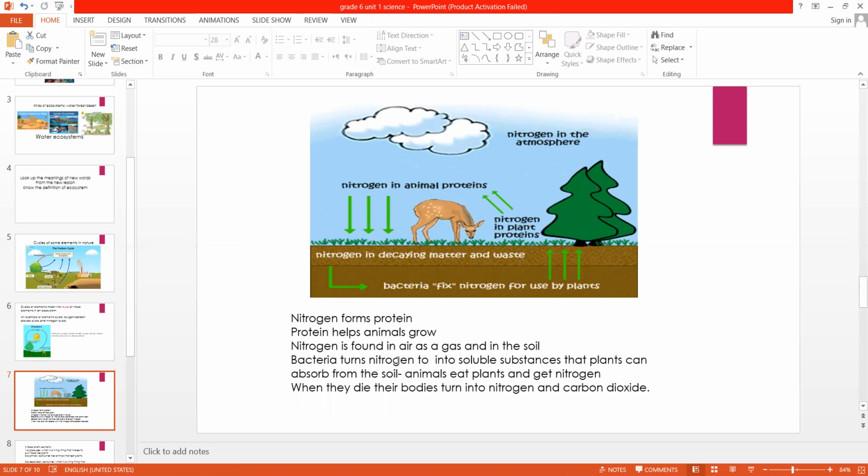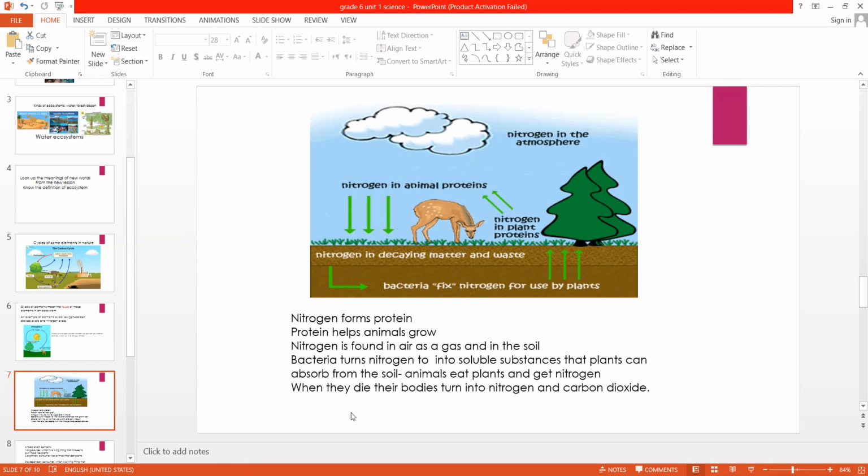Bacteria turns nitrogen into soluble substances that plants can absorb from soil. تحول البكتيريا النيتروجين إلى مواد متحللة تقدر النباتات على امتصاصها من التربة. Animals and humans eat the plants and get nitrogen. الإنسان يأكل النباتات والحيوانات تأكل النباتات وتستخدم النيتروجين الموجود فيها لبناء البروتين.